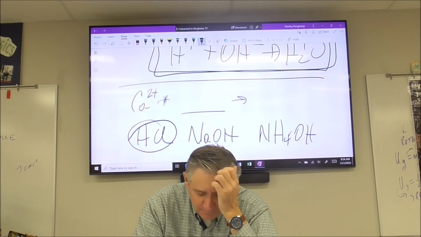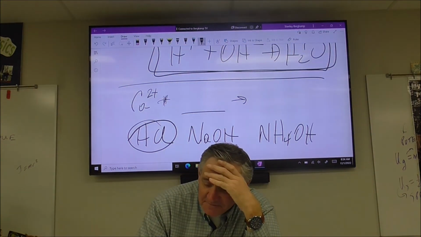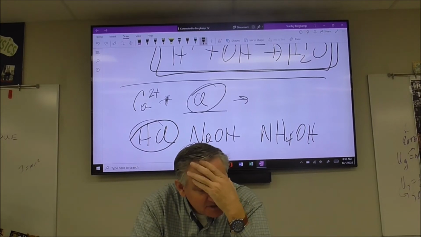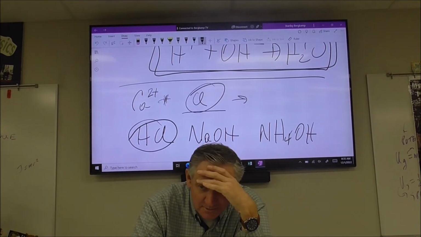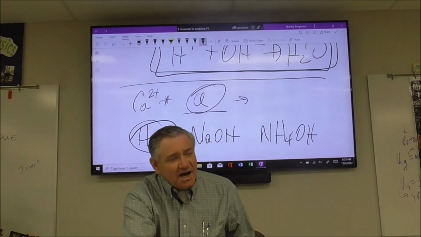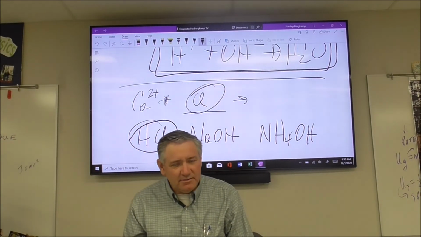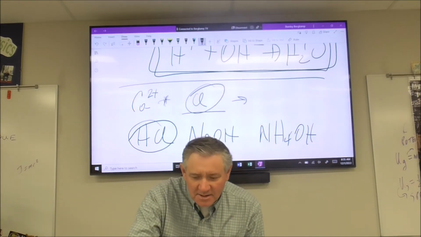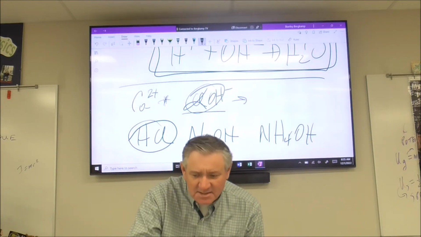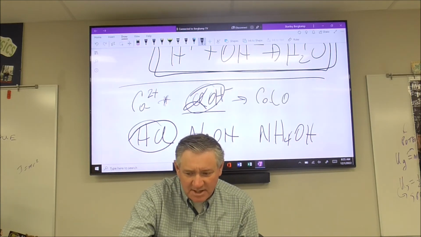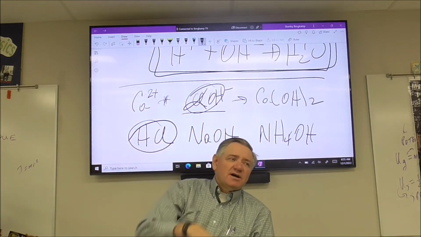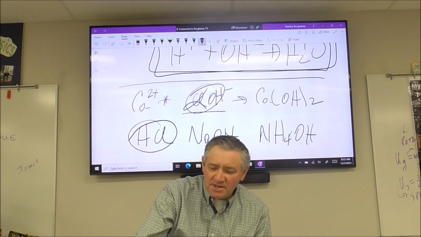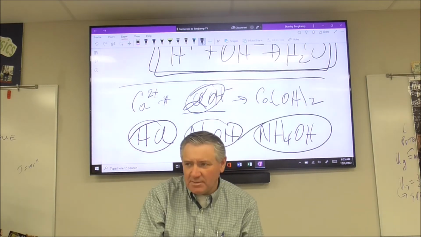So here's the story. If you tried to make calcium chloride, is calcium chloride soluble or insoluble? Soluble. So if I put it in hydrochloric acid, nothing's going to happen, you're not forming a precipitate. But if I introduced hydroxides into it and made calcium hydroxide, is calcium hydroxide soluble or insoluble? Insoluble. So you could use either sodium hydroxide or ammonium hydroxide.